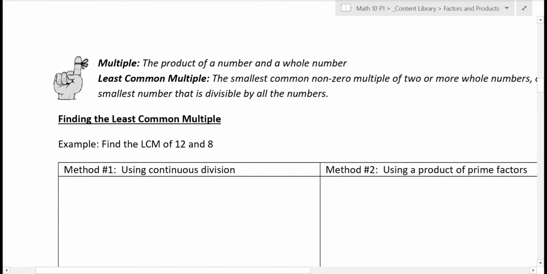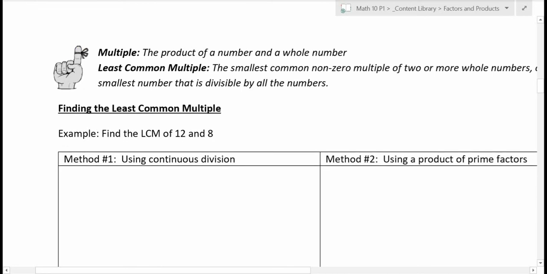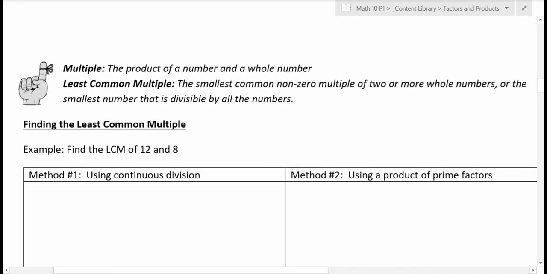Now we're going to move on to the least common multiple. So just quickly recall, a multiple is simply the product of a number and a whole number. So when you multiply two numbers, like 16 would be a multiple of 2 because it's just 2 times 8, right? 10 would be a multiple of 2 or 5 because 5 times 2 is 10, 2 times 5 is 10, so that's a multiple. Least common multiple then would be the smallest common non-zero multiple of 2 or more whole numbers, or the smallest number that is divisible by all the numbers.